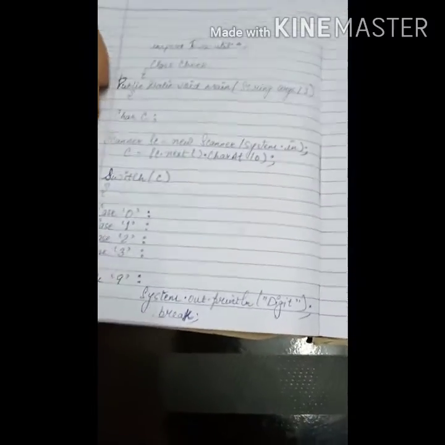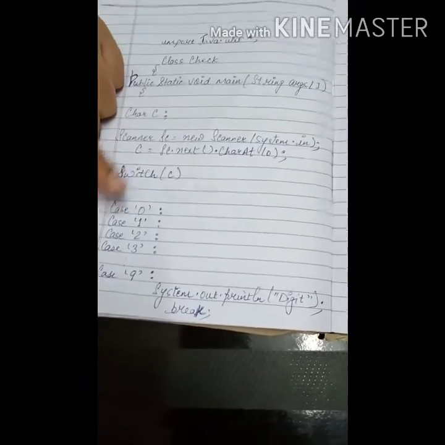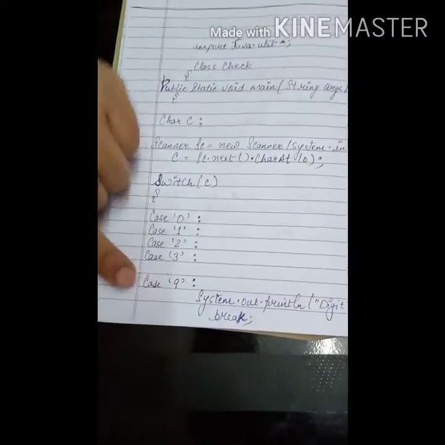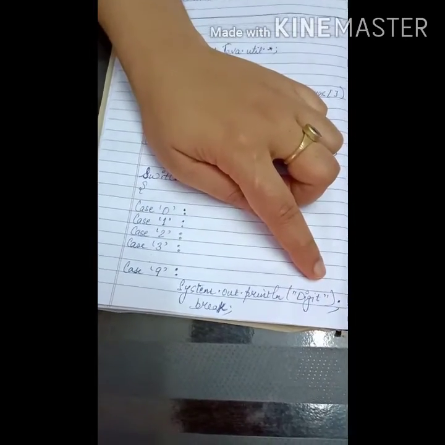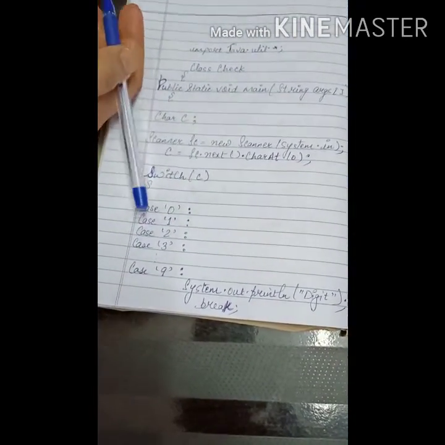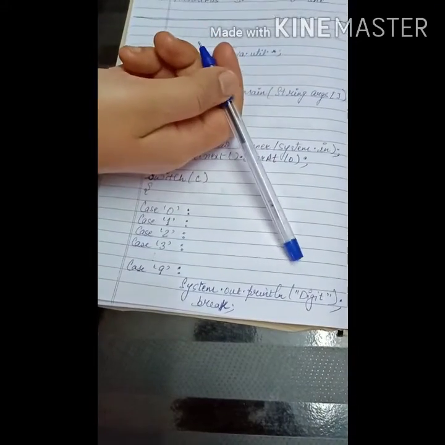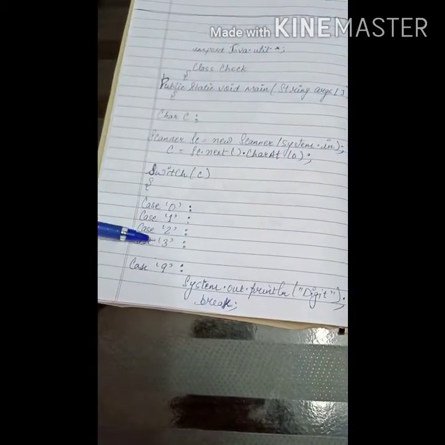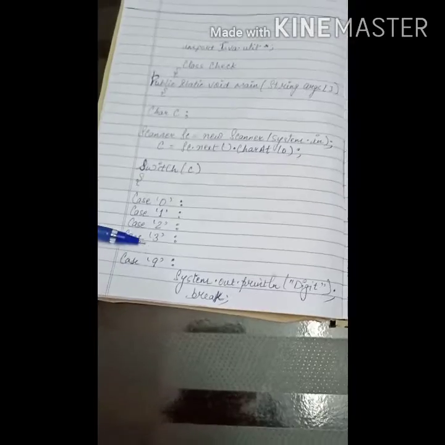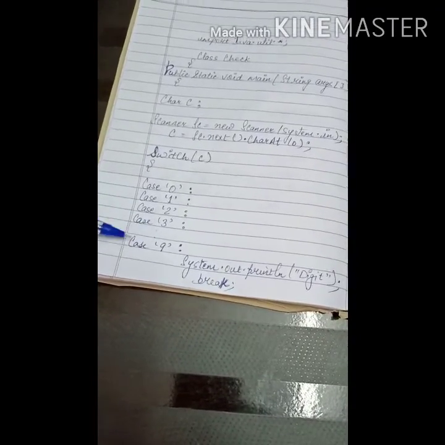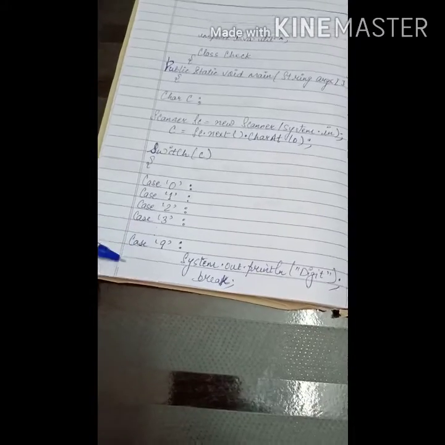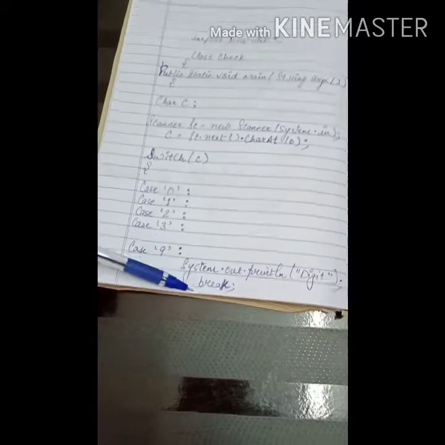So from case 0 to 9, it will print it as a digit. If the user enters any number between 0 and 9, it is considered as a digit. I have not written 4, 5, 6, 7, 8, 9. I have just put dot dot dot, but you have to write case 4, case 5, case 6, case 7, case 8, and then you will apply the print statement.